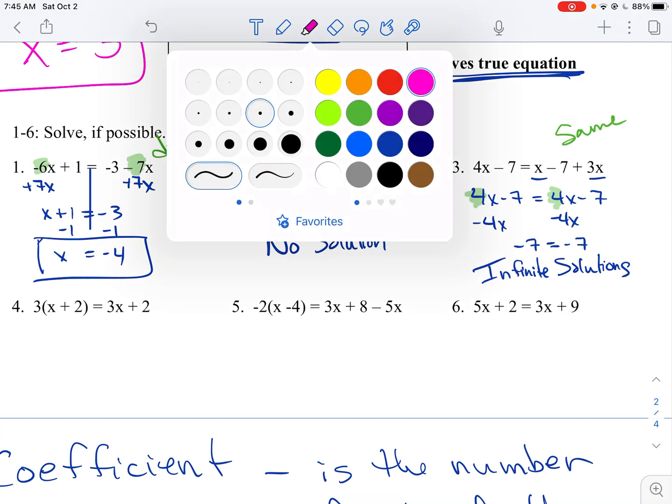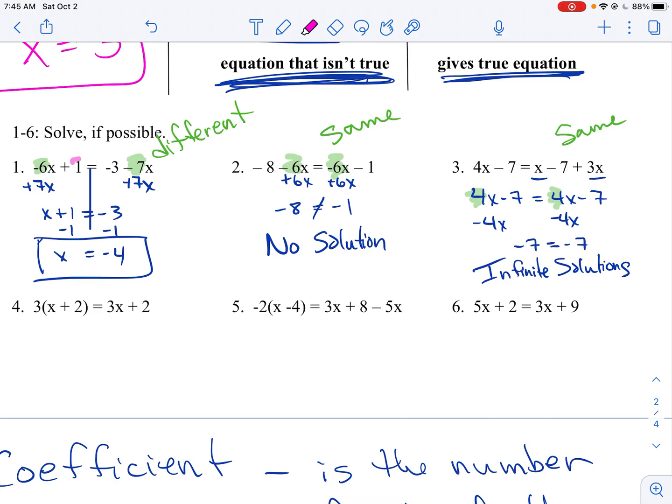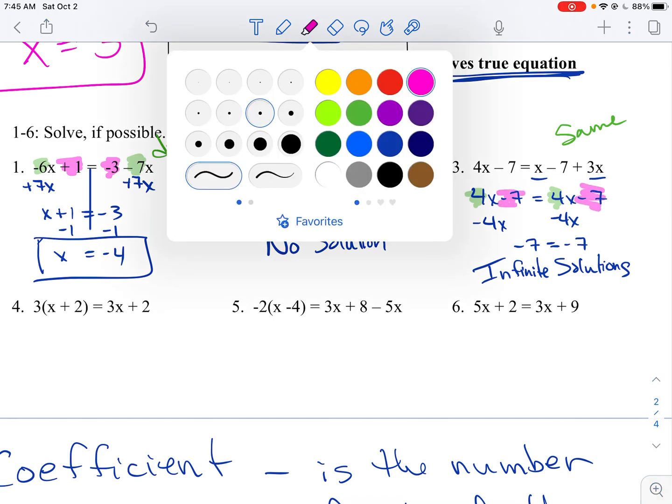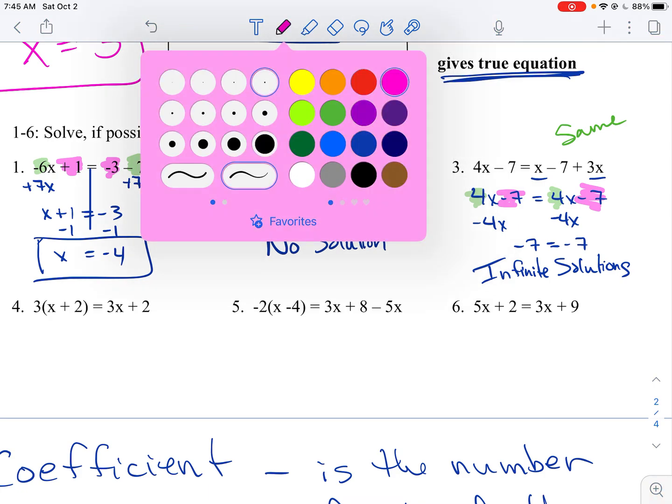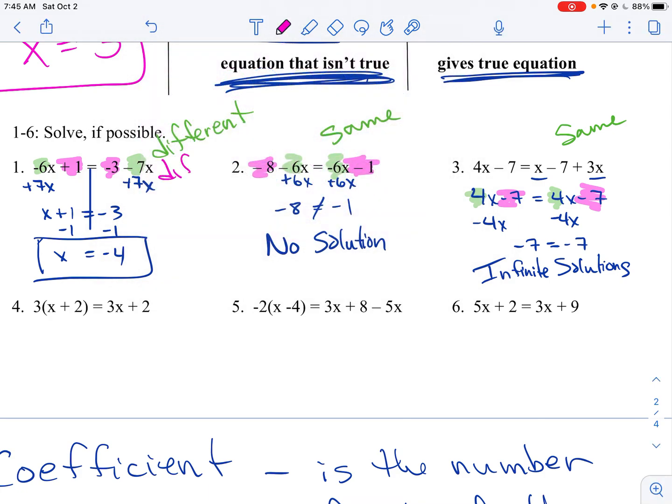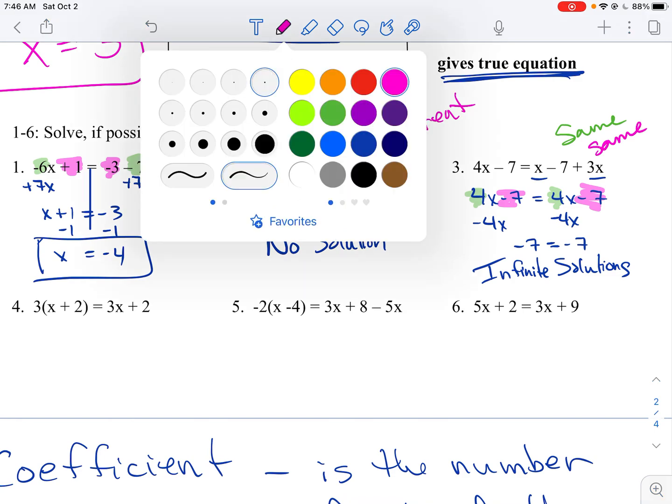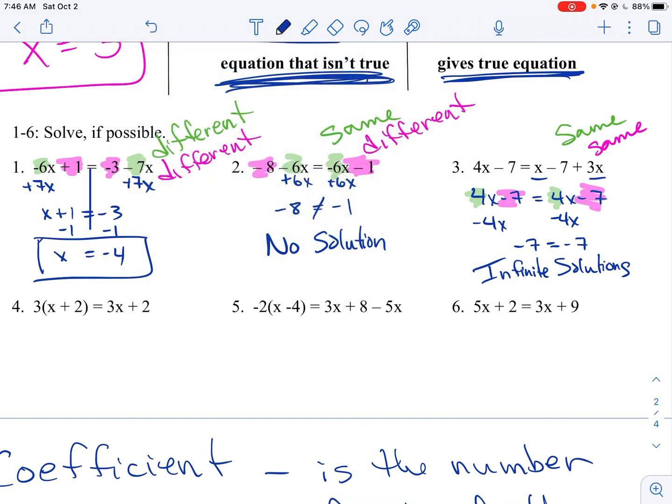If I was to look at the constants, let's look at the constants. When I look at the constants, the constants here are different. The constants here are different. The constants here, they're the same. Okay, so let's start looking at that when we're doing these problems.